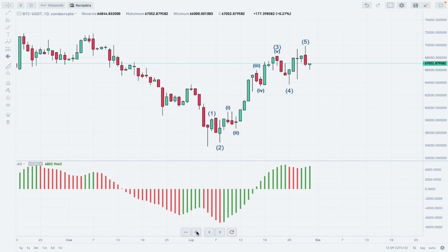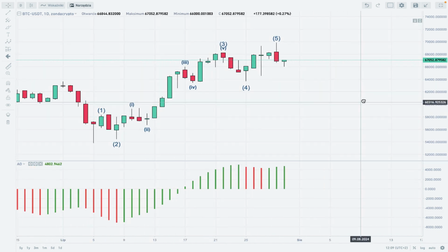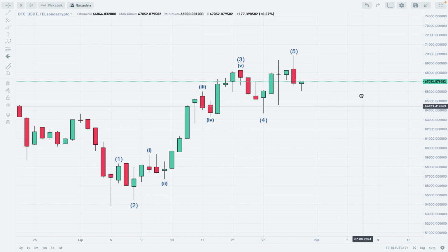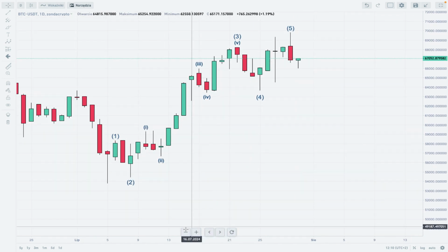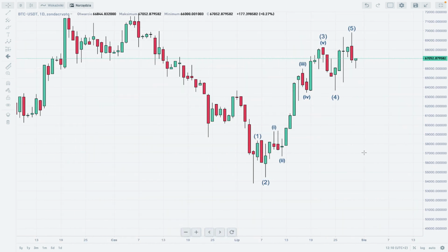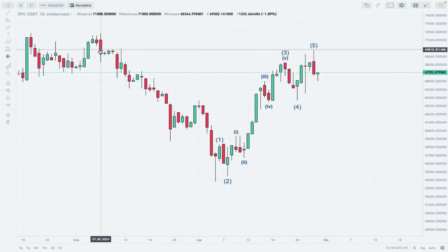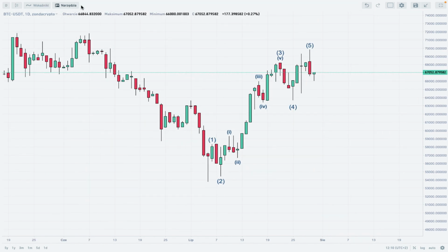We have a beautiful 5-wave pattern to the upside completed here, as you can see. So everything is according to the plan. So what will happen now? Let me zoom out again and give you the perspective. So we have the labeling here.